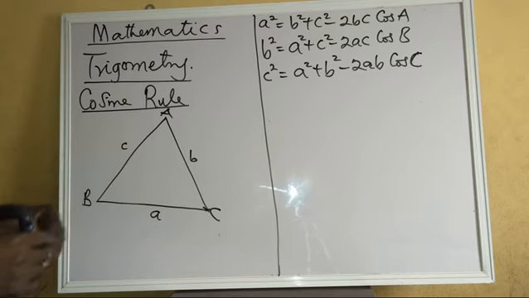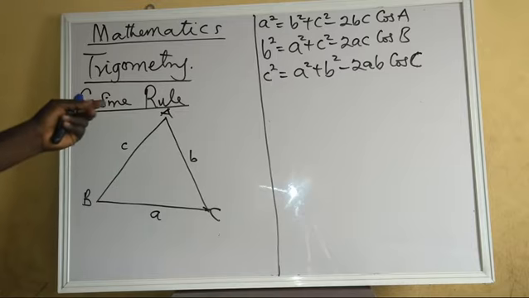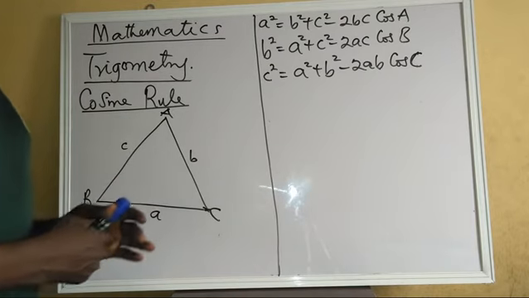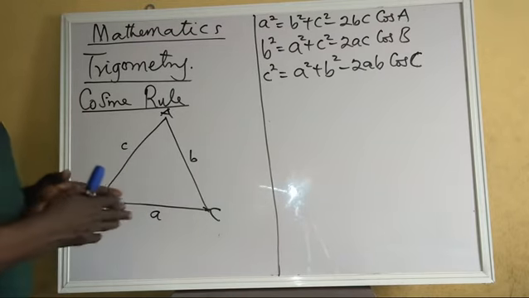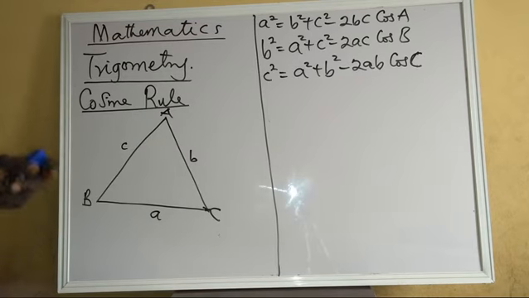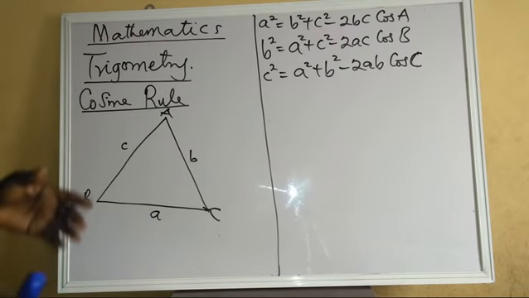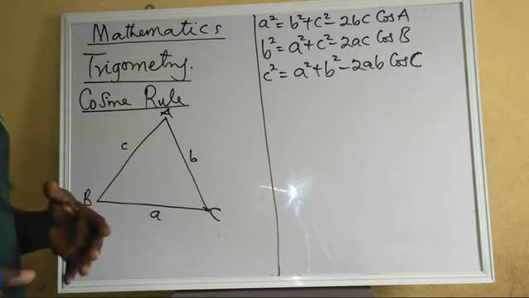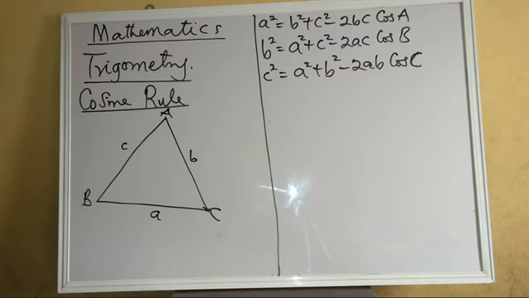You are welcome to this aspect of trigonometry, which is cosine rule. This is in line with sine rule, that is, a triangle given that is not a right angle triangle. Like I said in the previous video, it's either we apply sine rule or cosine rule depending on the nature of that particular triangle, as this one is now.